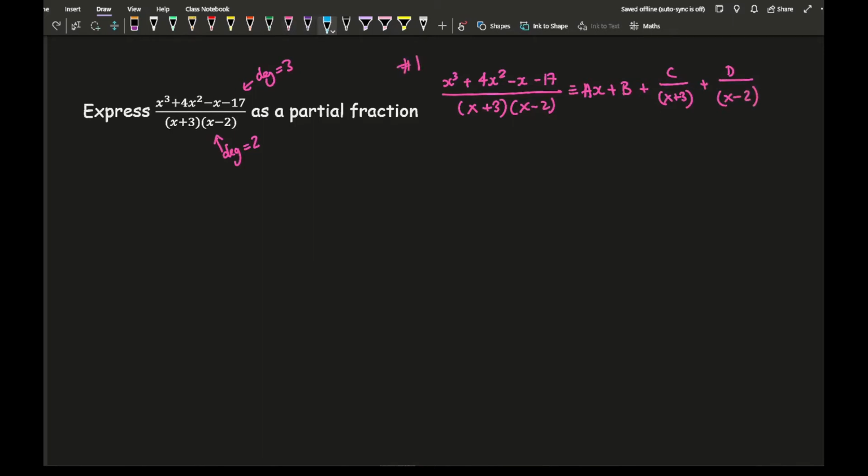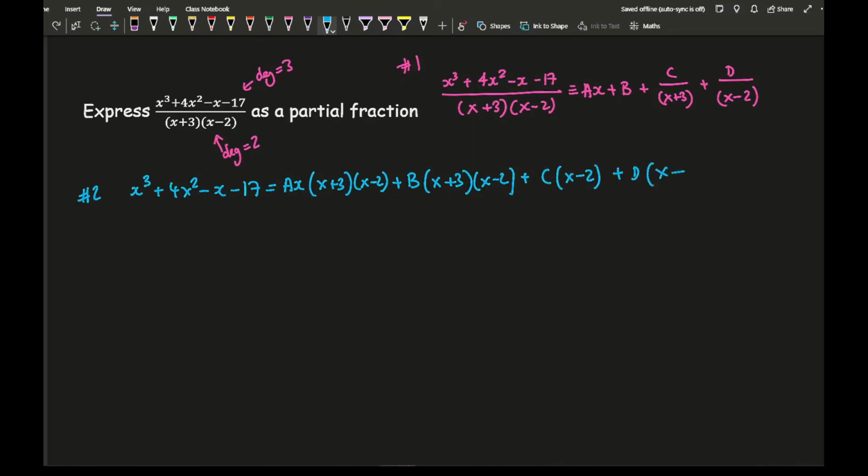Now in terms of step 2, what I then need to do is multiply both sides by the original denominator. So what I'm left with is x cubed plus 4x squared minus x minus 17 is going to be equal to ax times x plus 3, x minus 2, plus b lots of x plus 3, x minus 2, plus c lots of x minus 2, plus d lots of x plus 3. And it's really important that you do write that down, because that in itself will include a mark.